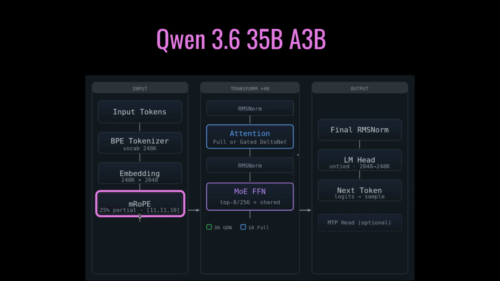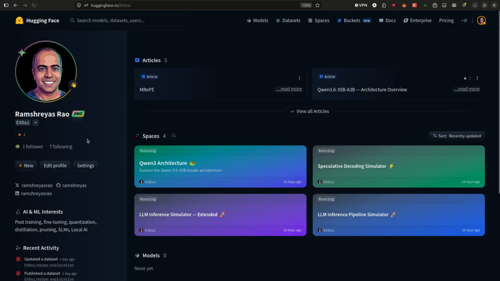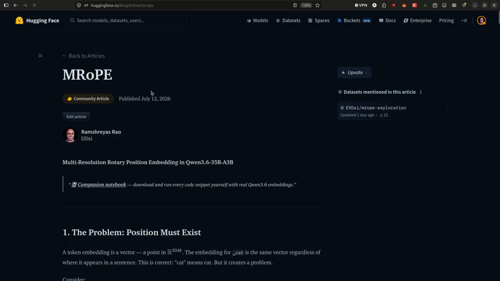As usual, let's switch to my Hugging Face space. This is my space on Hugging Face. You can check out all my episodes here and all the articles. And today's episode is mRoPE, multi-resolution rotary position embedding. And we're going to look at this in Qwen 3.6, 35B, A3B. So this is the mixture of experts model. Okay, let's get right into it.